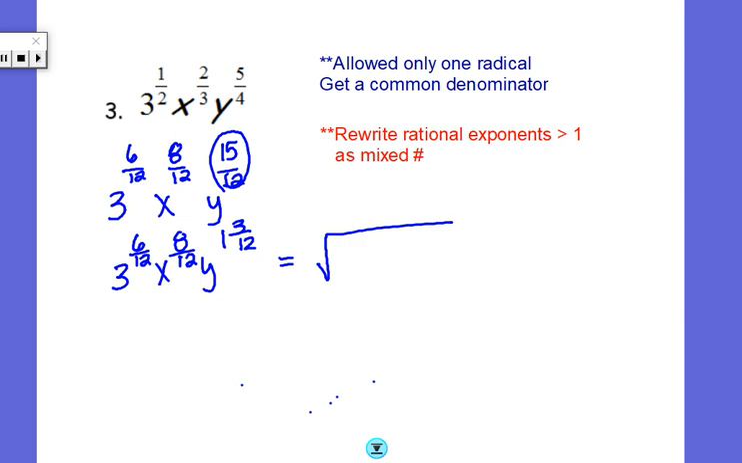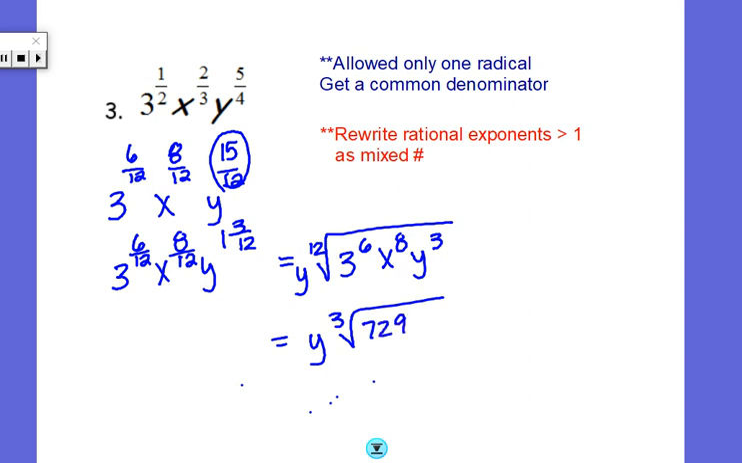All right, so big radical with index of 12. We got 3 to the 6th, x to the 8th. We've got a y on the outside because y to the 1st, and then y to the 3rd on the inside. And then finally I can rewrite 3 to the 6th as 729, x to the 8th, y to the 3rd. And that's my final answer.